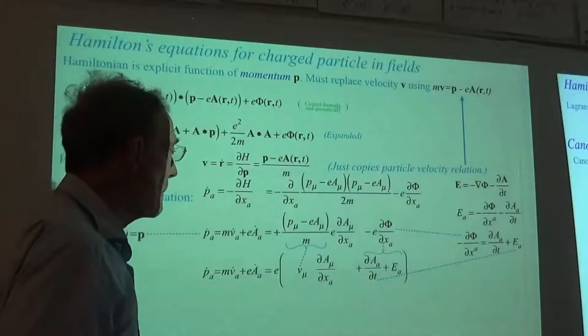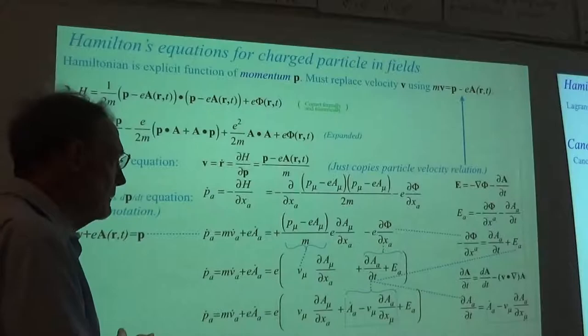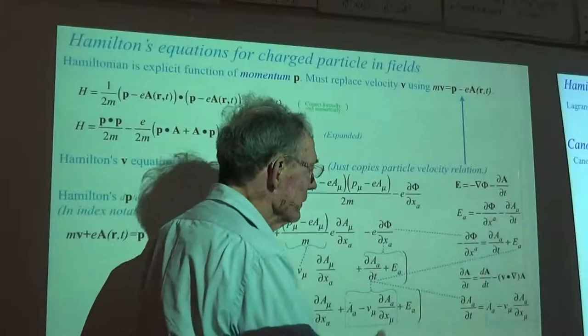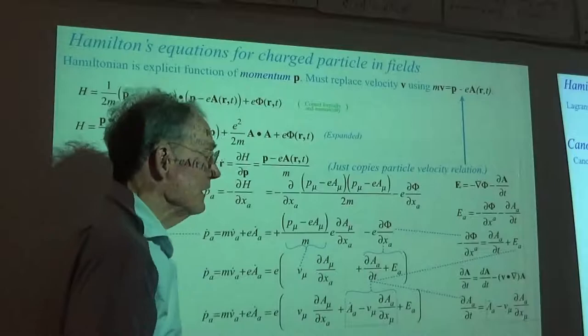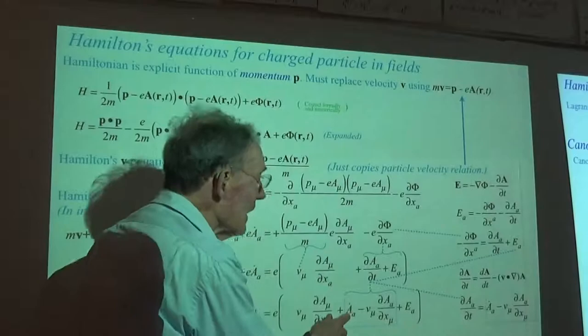So we're recovering what we had before, but it still looks like a big mess. I've got this thing, and then I've got to work on this thing, and I can find relations that I've already had. Here's the total time derivative of the A. There's V dot the space derivative of A, so I can stick that in there. And I've got an E there, but I've got an A dot there. It turns out they cancel.